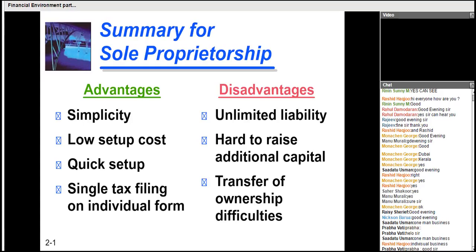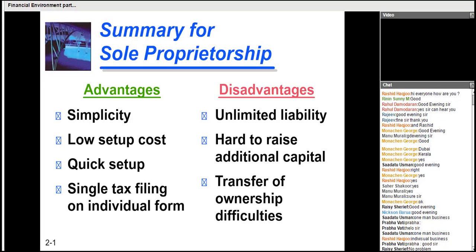And the third one is that transfer of ownership is difficult. Why is it difficult? Yeah, thank you, Rezi. It says because you have to do all the documentation and you own the business, so you have to sell out everything.